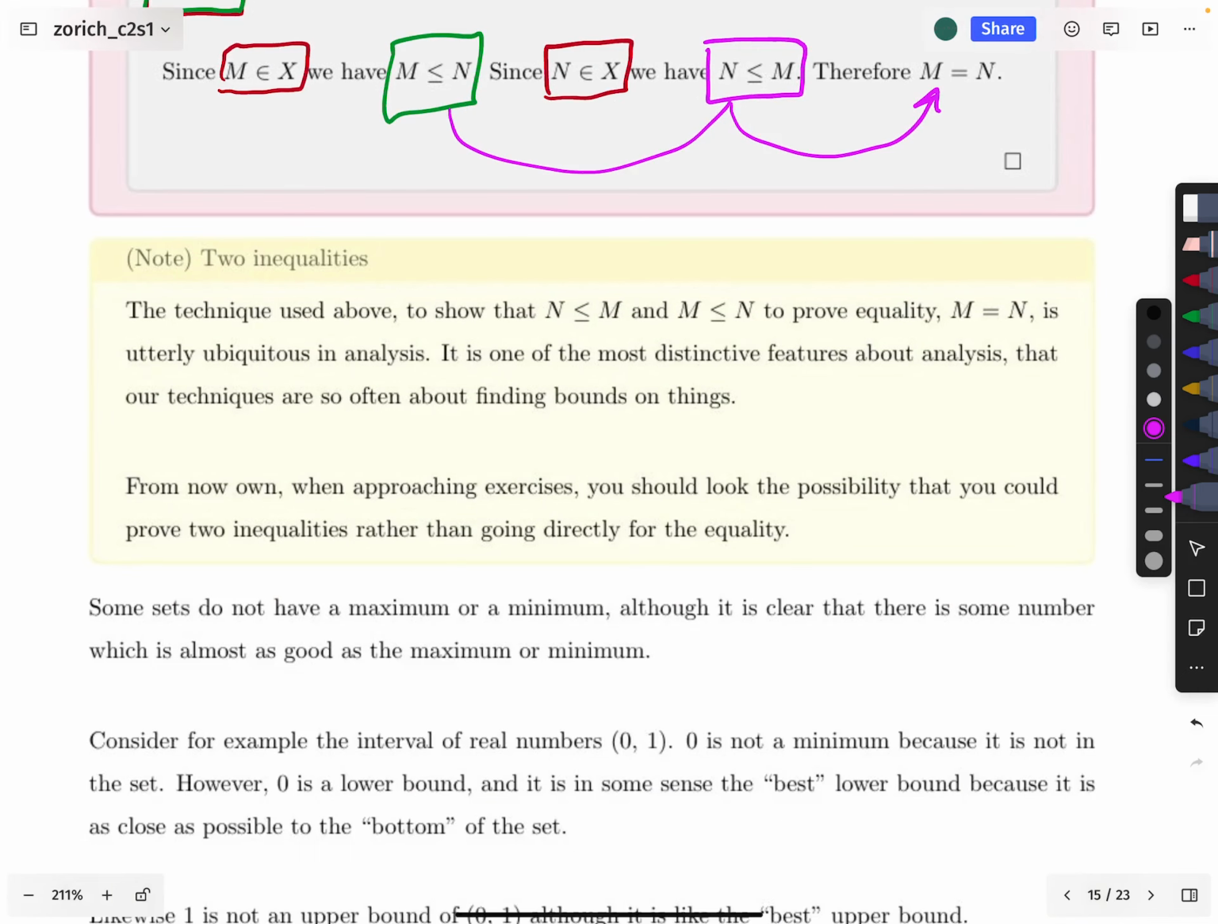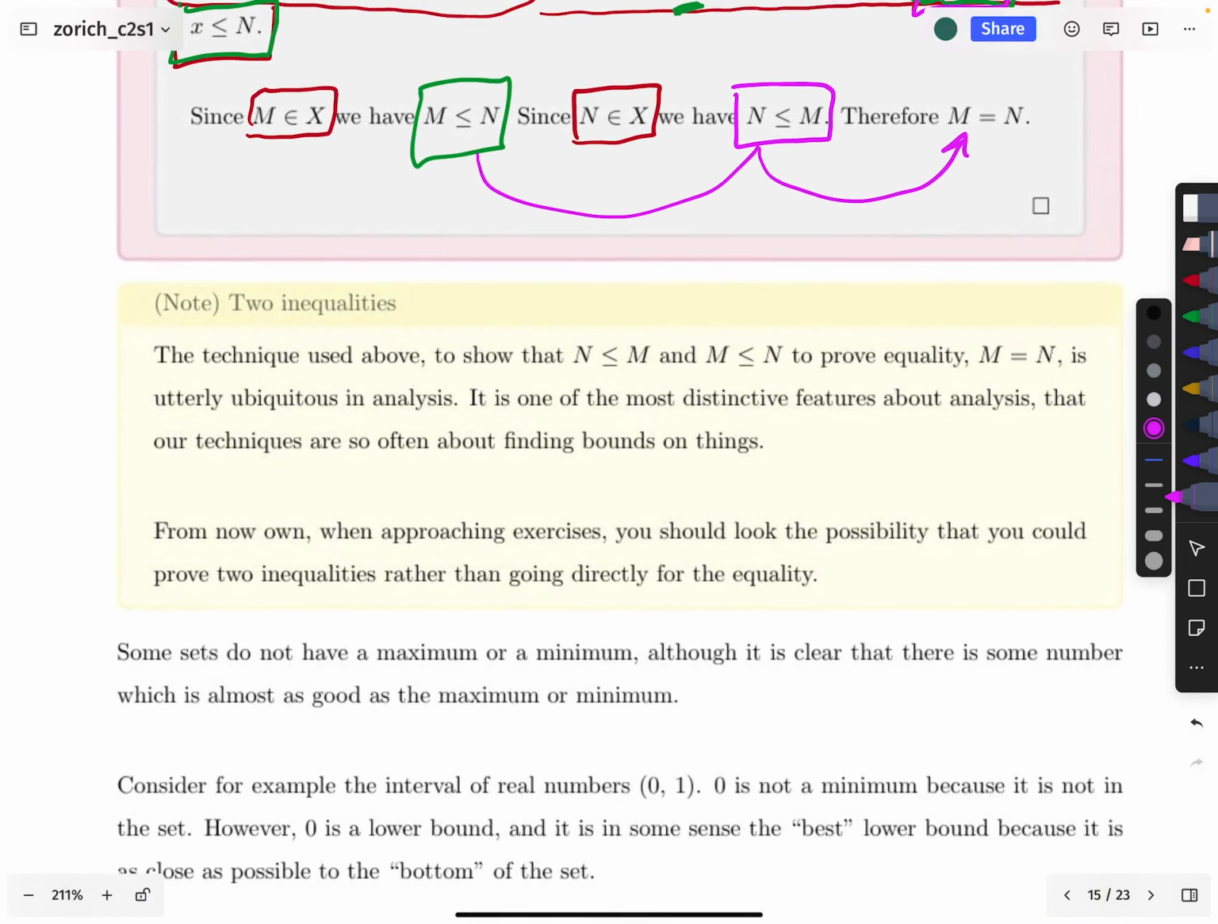And it's probably a good thing to note right now that the technique used above, proving two different inequalities to therefore infer an equality, is almost like the main method you see in analysis. It is so distinctive and characteristic of the study of analysis that this is something you do all the time, and something you do very rarely in other mathematics contexts, especially like algebra.